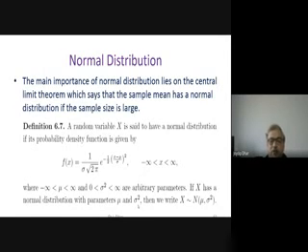So these are the fundamentals. The main importance of the normal distribution lies in the central limit theorem, which says that the sample mean has a normal distribution if the sample size is large. I'm straight away writing that a random variable x is said to have a normal distribution if the probability density function is like this.